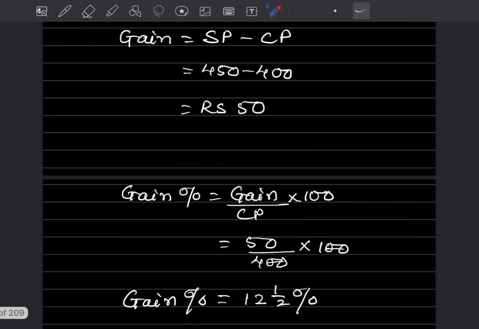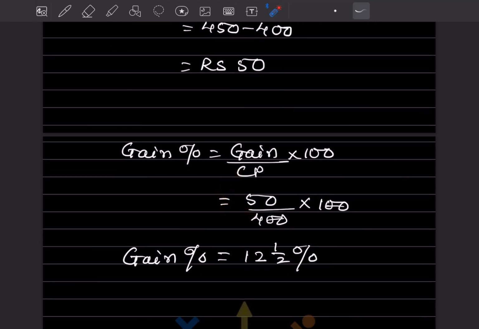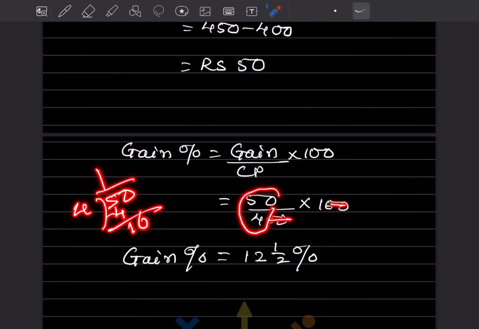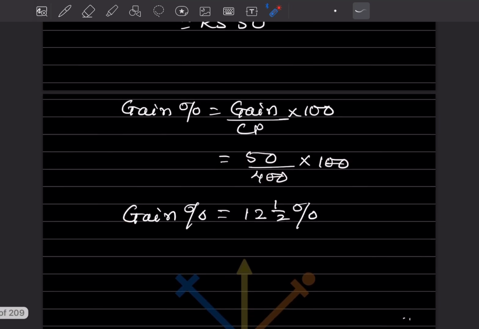Now we are going to find out the gain percentage. So the gain percentage formula is gain divided by CP into 100. So what is the gain? That is 50. The cost price is given here as 400, and into 100. So these two zeros get cut. So when you divide 50 by 4, 4 ones are 4, and this is 10, 4 twos are 8, and this is 2. So it is going to be 12, 2 by 4. So this also can be simplified. That will be 12 integer 1 by 2. So that is 12.5%. So the gain is 12.5%.